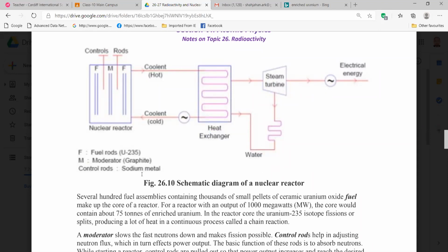T2O, where is that used? D2O. We are talking about D2O. Heavy water. Here we are using D, not T. This is T2O. Okay, I understood your question now.